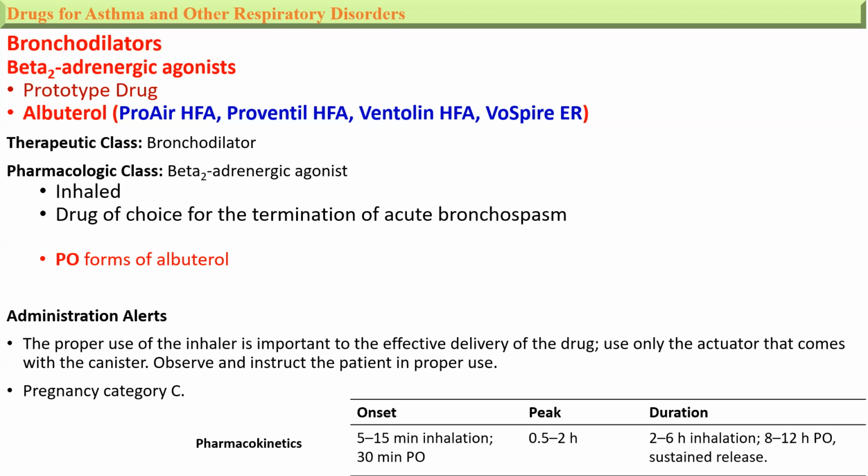And we have different types of albuterol. We have inhalation, tablets, and solutions, so there are different forms of the drug. The PO form of albuterol is Vospire ER, the oral form of the albuterol tablet, with immediate release and extended release, but it's not suitable for an acute asthmatic attack.